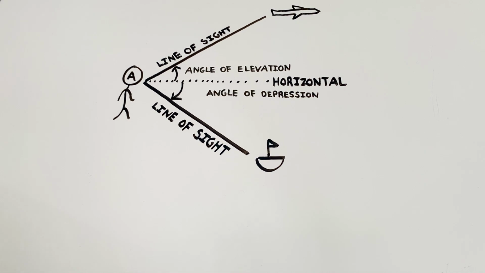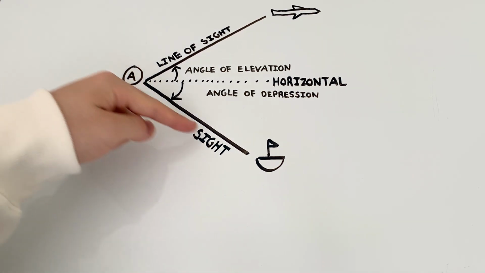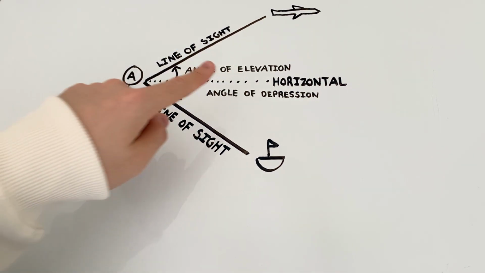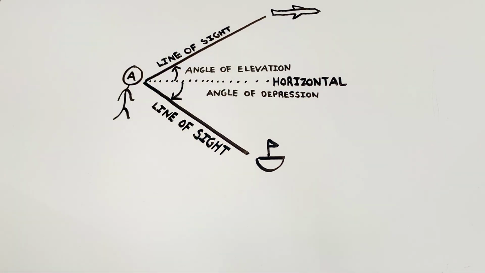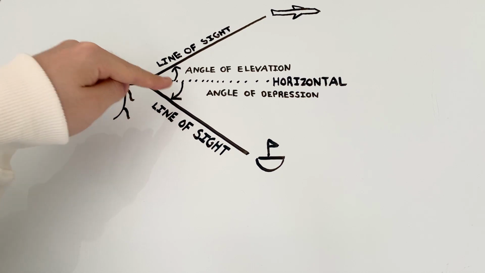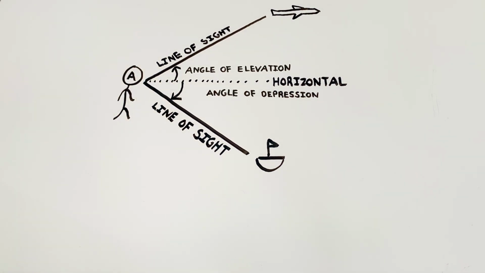Now when A is observing an object below, such as this boat right over here, then the angle between the line of sight and the horizontal is called the angle of depression of the object from A. So this angle over here is called the angle of depression.